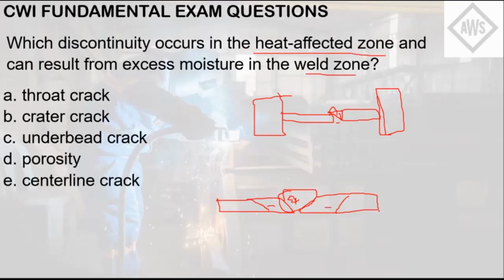So the answer here is, if you can eliminate all of it, all of these defects occur in the weld itself, but not in the HAZ or the heat affected zone. So the answer here is letter C. So it's the only defect here that occurs in the heat affected zone. So that's the answer there.